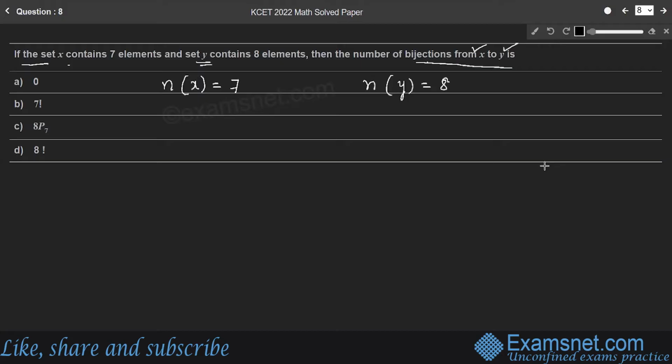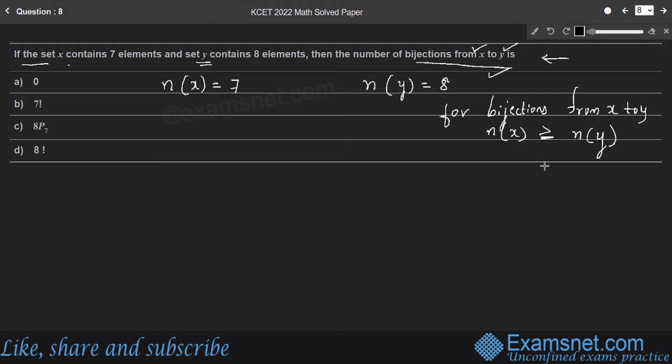For that, the number of elements in X should be greater than or equal to the number of elements in set Y. Right? So for bijections from X to Y, the number of elements in X should be greater than or equal to the number of elements in set Y. If bijections from Y to X were asked, then we could easily find the number of bijections from Y to X.